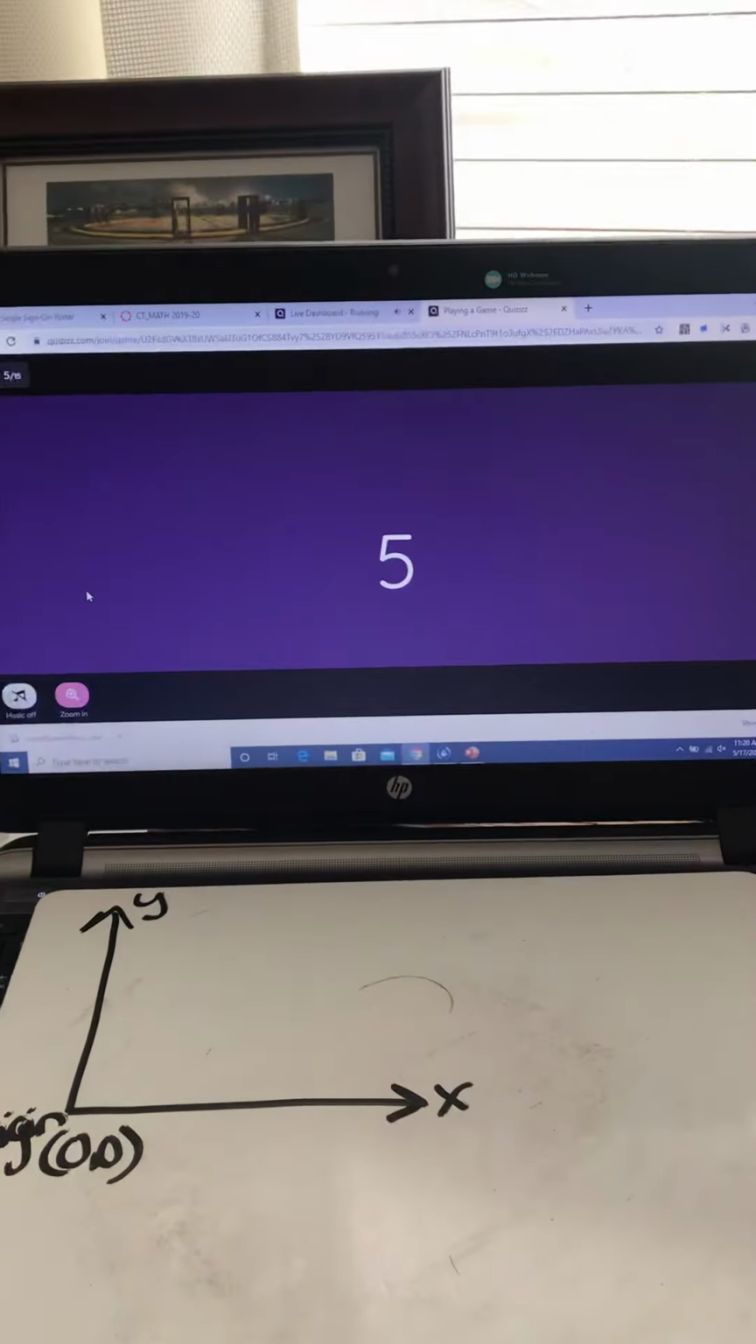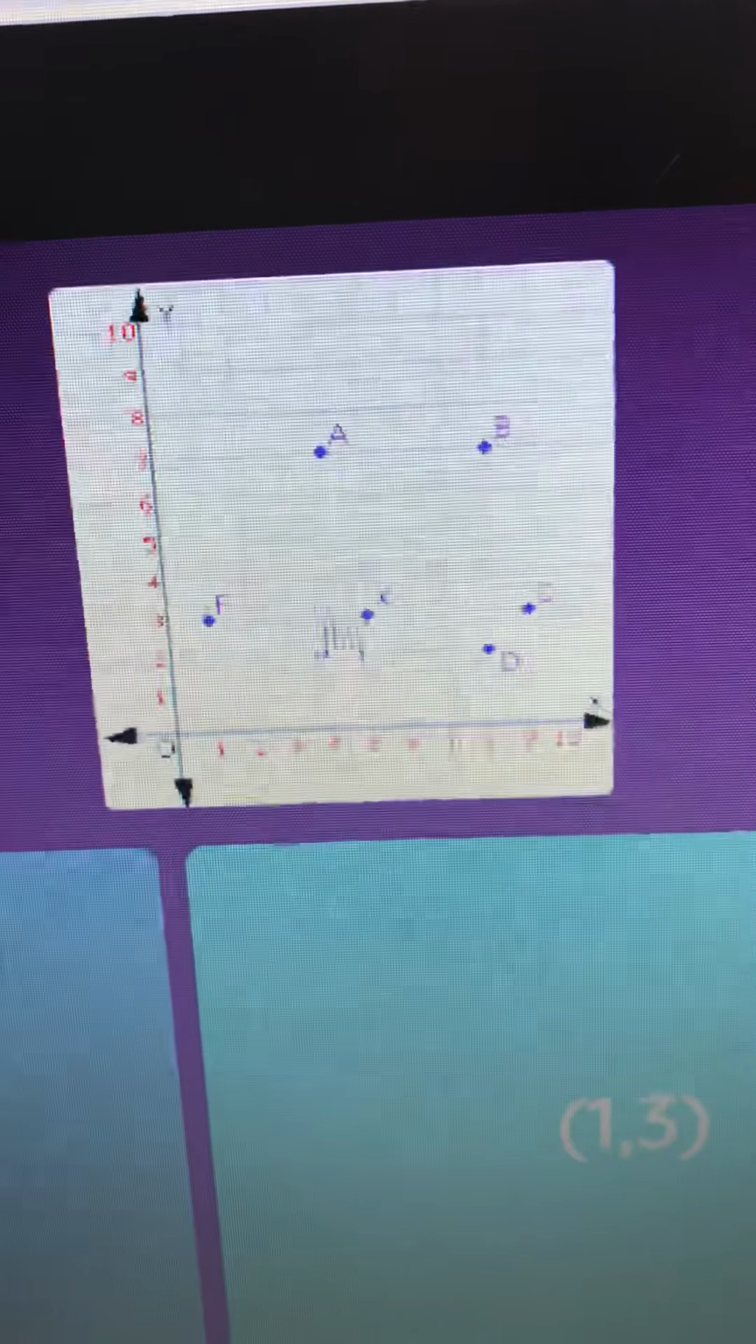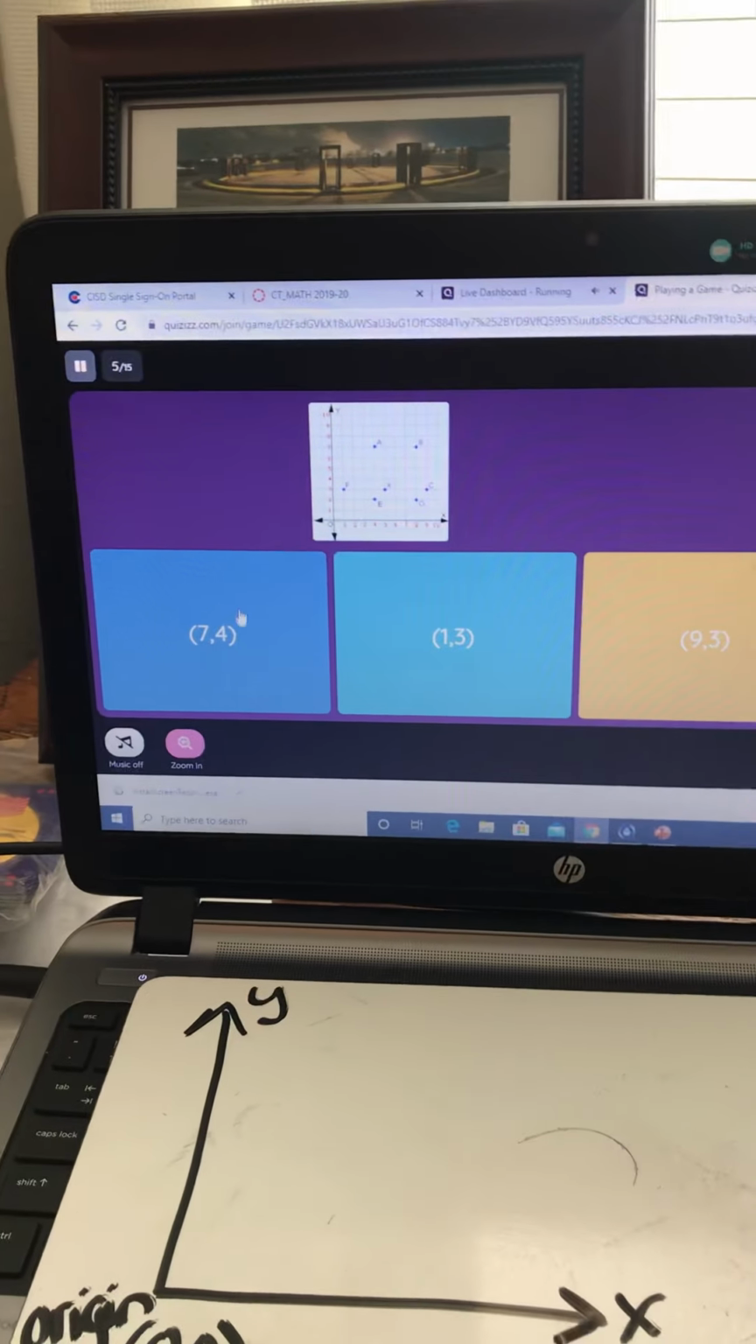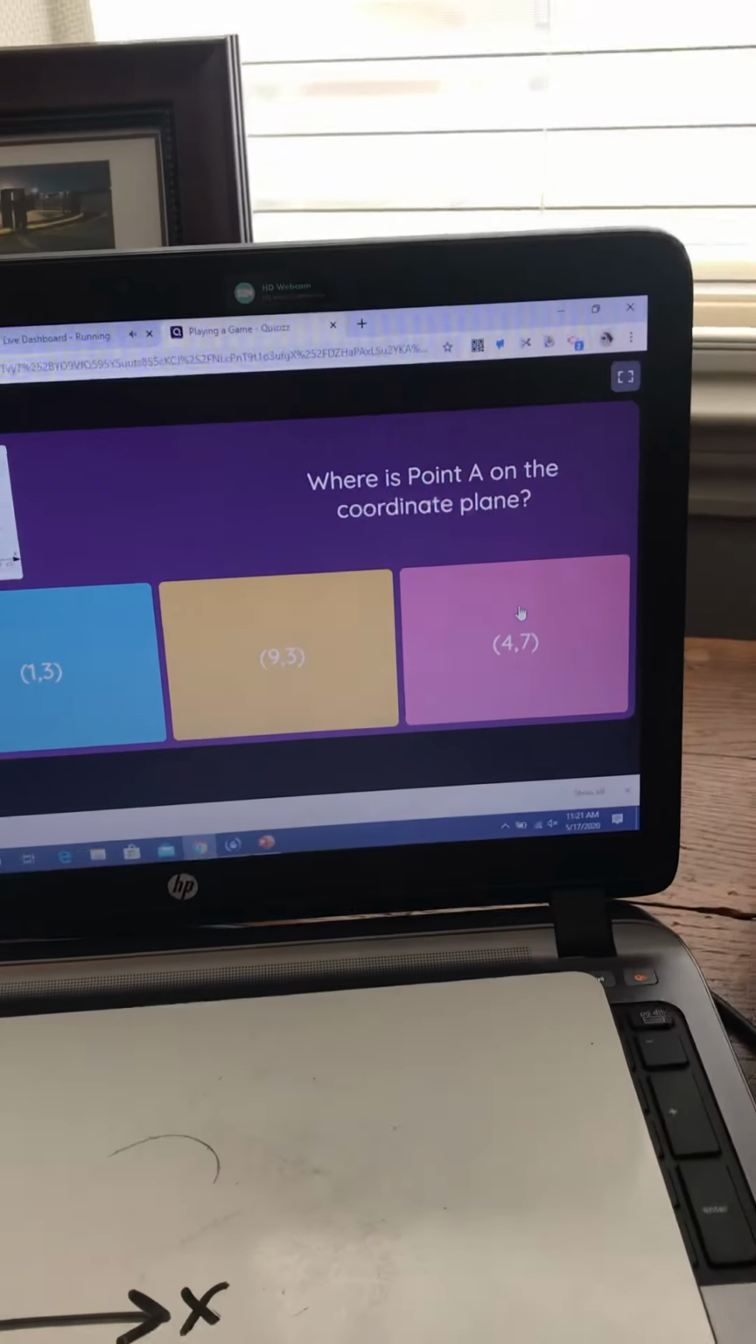Where is point A on the coordinate plane? Let's zoom in here. To get to A, you go across first. So I'm going to go over, and I see it's at 4, and I go up to 7. So 4, 7, not the blue, but the red would be my answer.